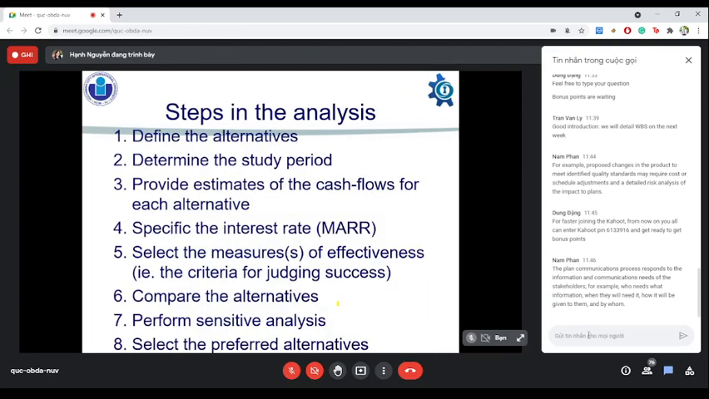After project selection and planning, there are eight steps in the analysis. First, define the alternatives. Second, determine the study period. Third, provide an estimate of the cash flow for each alternative. Fourth, specify the interest rate, MIRR. Fifth, select the measure of effectiveness, for example, the criteria for success. Sixth, compare the alternatives. Seventh, perform sensitivity analysis. Eighth, select the preferred alternative.